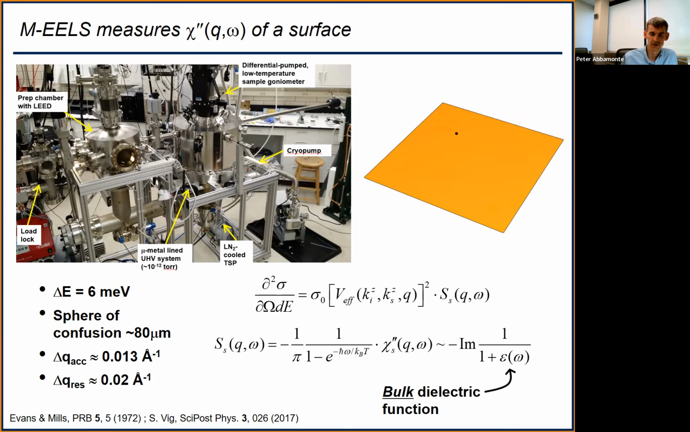Okay, so where was I leaving off? Oh yeah, so we measure a bulk density response. And if this is Q independent, then this is actually proportional to the imaginary part of 1 over 1 plus epsilon, where epsilon is the bulk dielectric function. So it's a bulk probe of the collective excitations of a system, though you have to be careful how you interpret it because we're doing measurements through a surface and the surface matters.